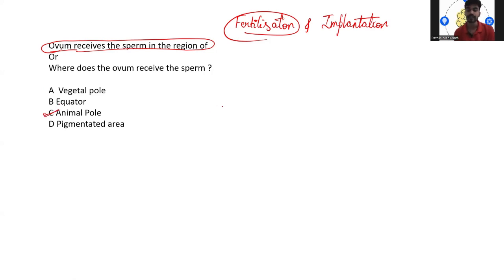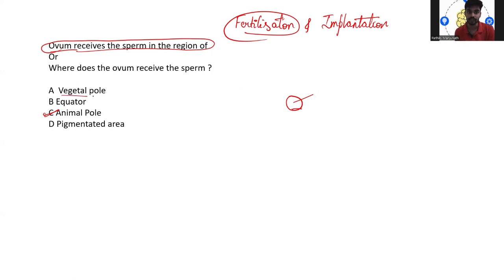Why? Because when I'm talking about the ovum, it normally acquires a polarity of two regions. The two poles become distinct. At one end, the cytoplasm is more active when compared to the other end of the cytoplasm region. One end contains the nucleus, while the other end, which is called the vegetal pole, has less active cytoplasm.